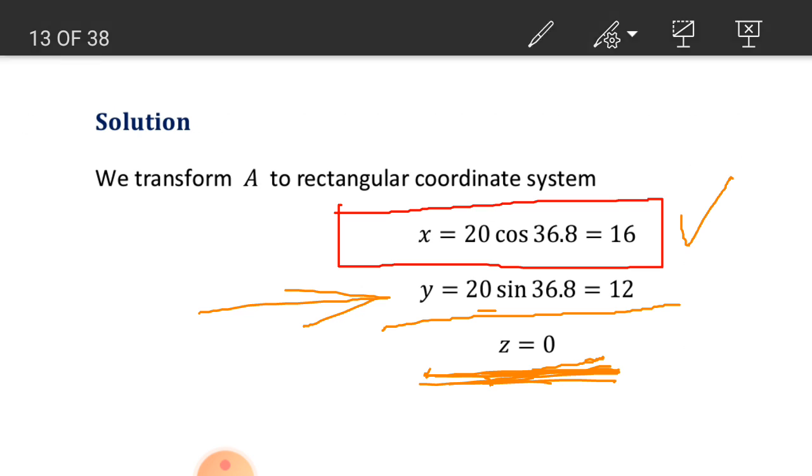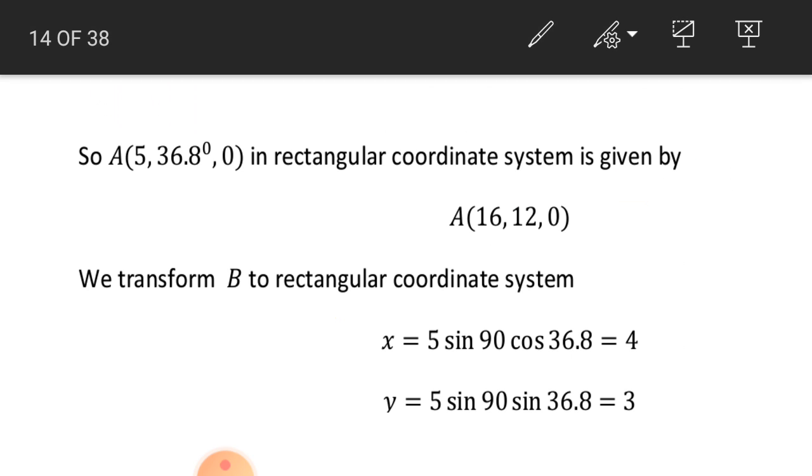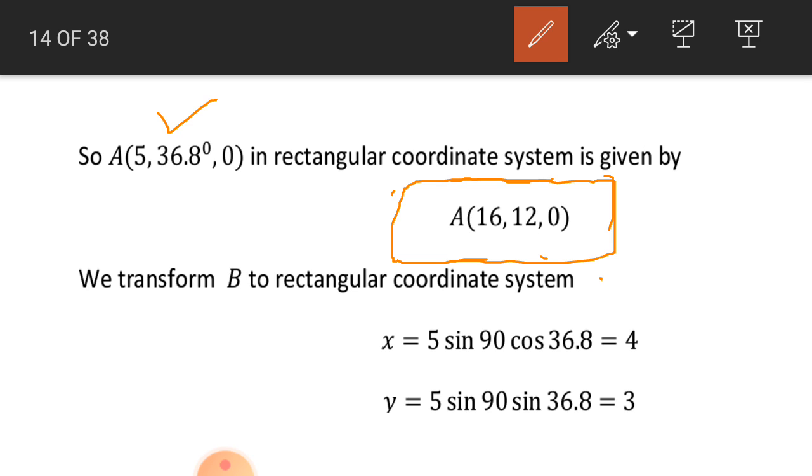So we have transformed this point from the cylindrical coordinate system into rectangular coordinate system, and this is point A, which is in the rectangular coordinate system now.